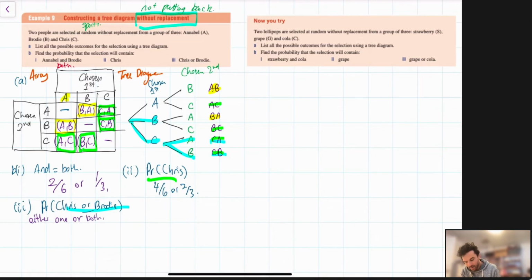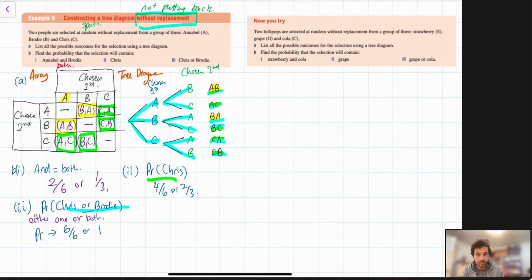Brody. Doesn't matter the other ones. We got Brody and Annabelle, Brody and Chris there. And over in here, if we do choose Annabelle, we need to choose either Chris or Brody. So we can see here that every single situation has either Chris or Brody in them. They have to be selected. So the probability of this happening is going to be 6 out of 6, or you can say 1.